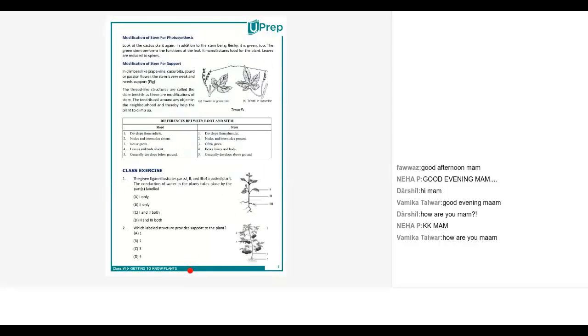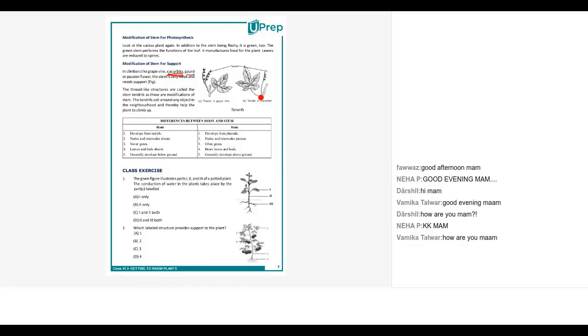Okay? So are you through? Can I start with the modification of stem for support? This is very easy to understand. Cucurbita would mainly mean the pumpkin family, right? Gourd. You can call it ridge gourd, bottle gourd, bitter gourd, all the gourd family.